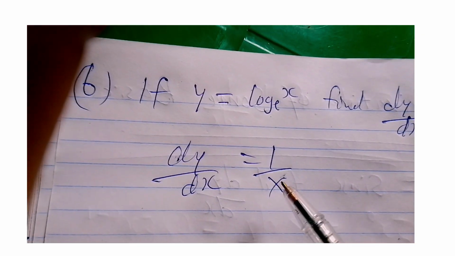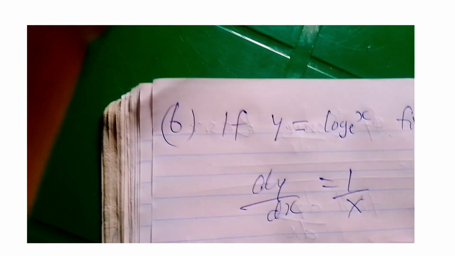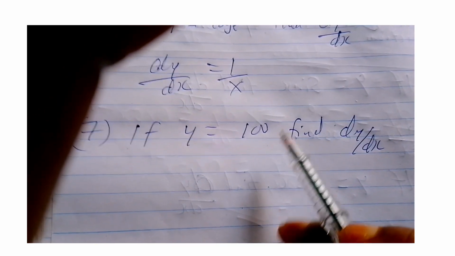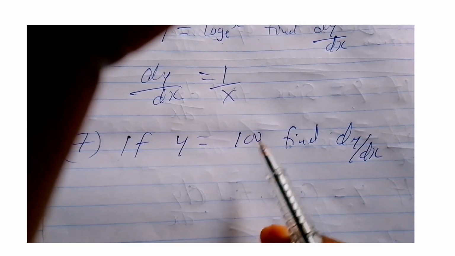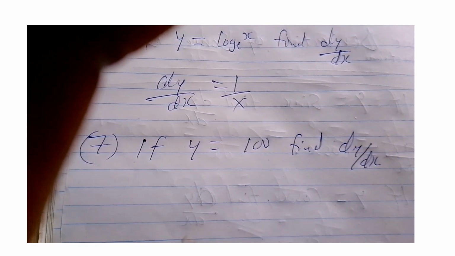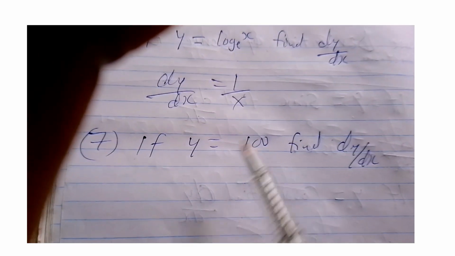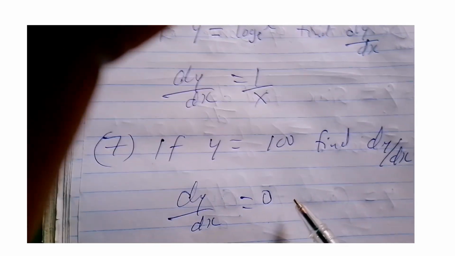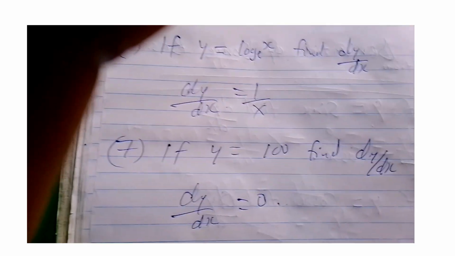It's very important. Now let's look at number 7. Say y equals 100. This 100 is a constant, it's not attached to x. It can be 100, 20, 10, 5, 1 or 0. When you are deriving a constant, our dy over dx is going to give us 0.